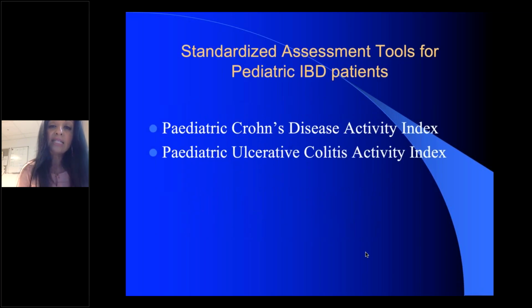Now, how do we assess pediatric IBD patients? Well, we have these objective markers for disease. For Crohn's disease, we have the Pediatric Crohn's Disease Activity Index, known as the PCDAI. And for ulcerative colitis, we have the Pediatric Ulcerative Colitis Activity Index, known as the PUCAI.